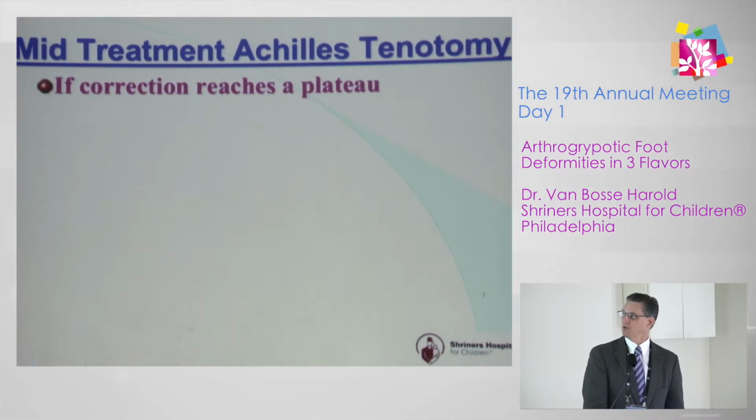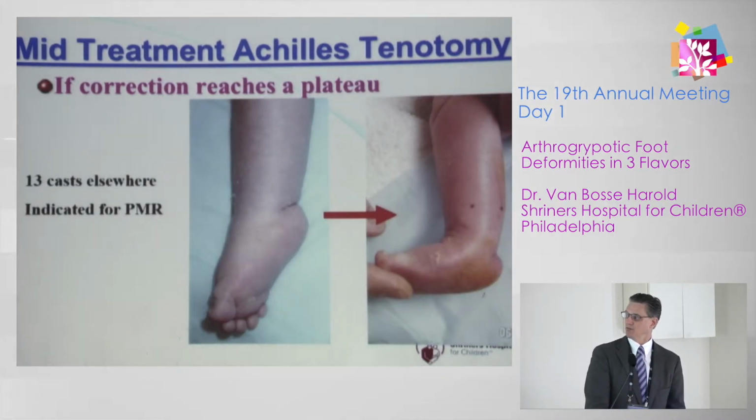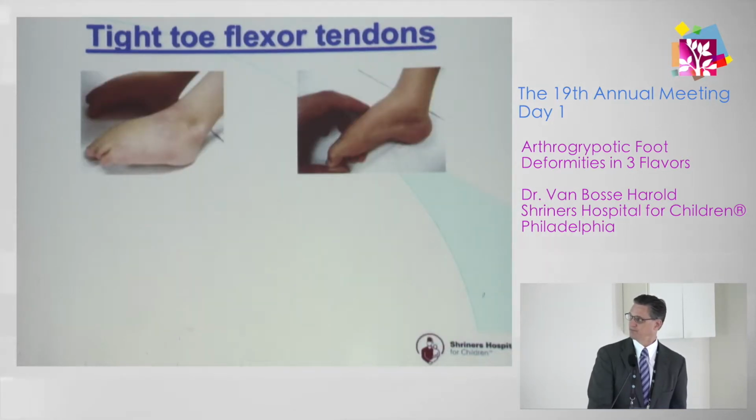So nowadays, I'll do it if the correction reaches the plateau. Here was a child who had 13 casts done elsewhere. They decided this is a point where the child required a full release, and we just did a percutaneous tenotomy. You can see how far that got us, and it was just another 3 casts after that. We had a fully corrected foot.